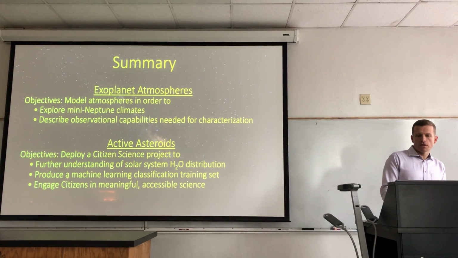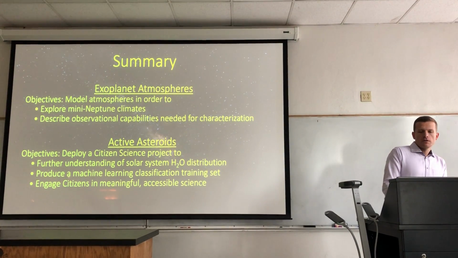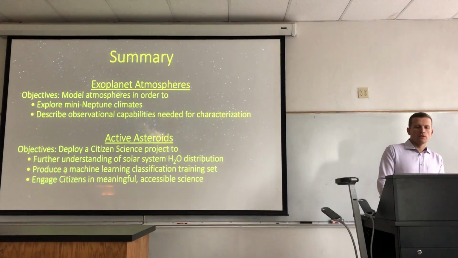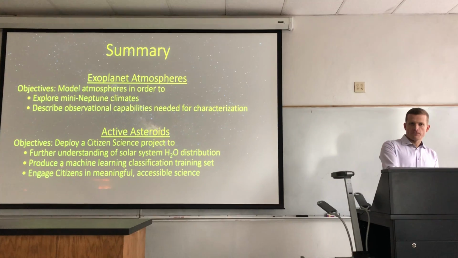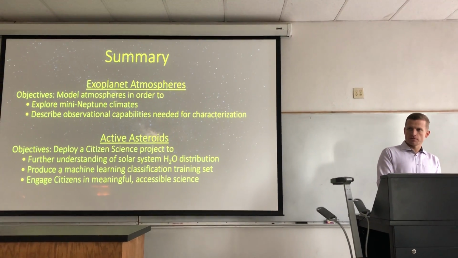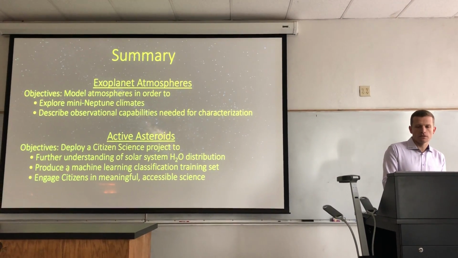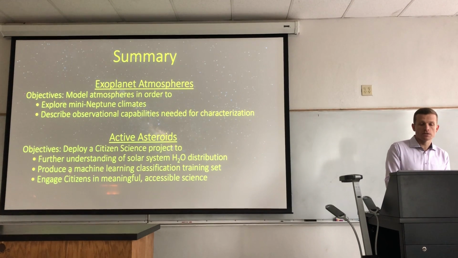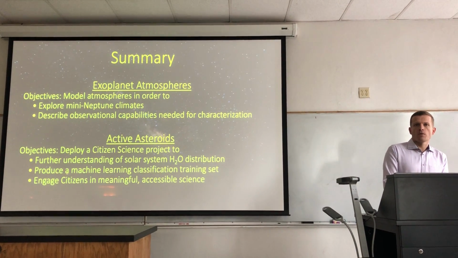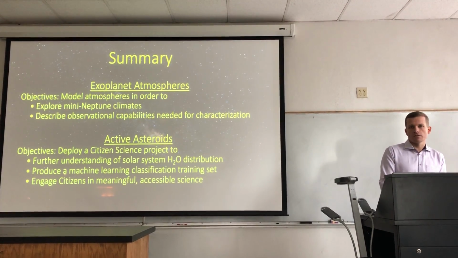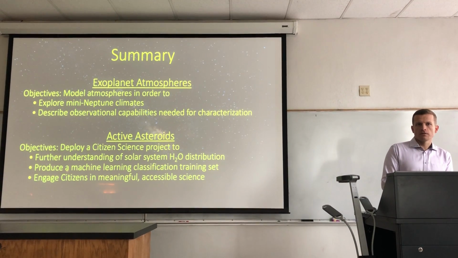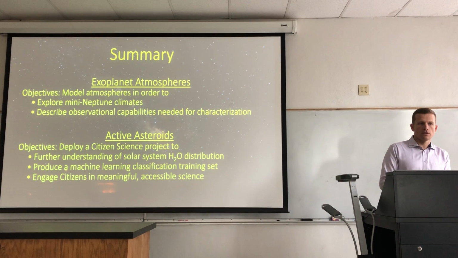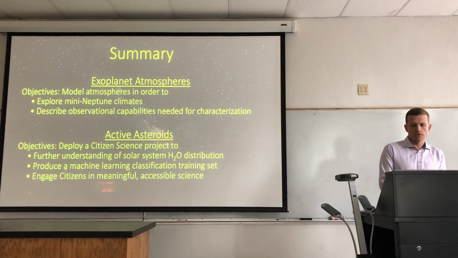So in summary, again, explain atmospheres. We want to model these things so that we can explore mini-Neptune climates until Chad finds one. We don't have one we know of in our solar system, and so we would like to know what those spectra look like and what the features of these climates are. And we want to know what we're going to need to be able to actually detect these things, especially water, to look for life with the current and especially the upcoming and proposed telescope missions.